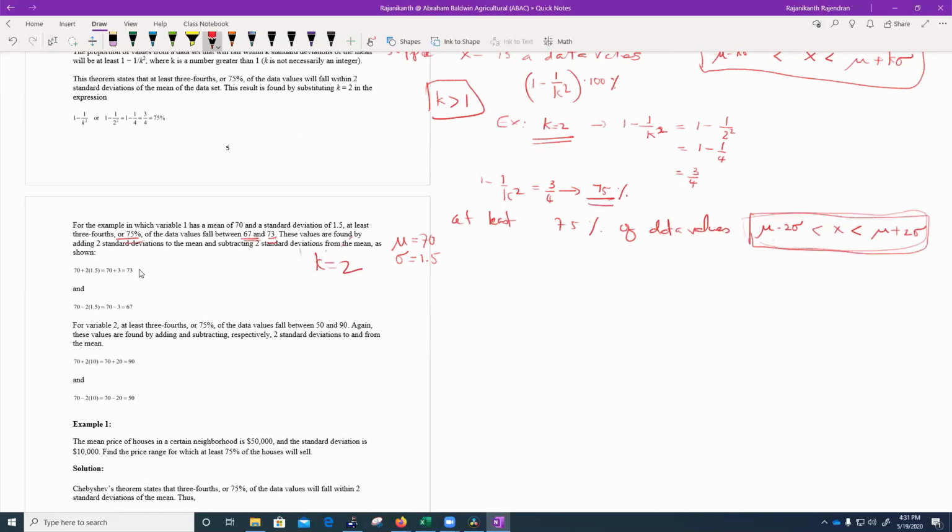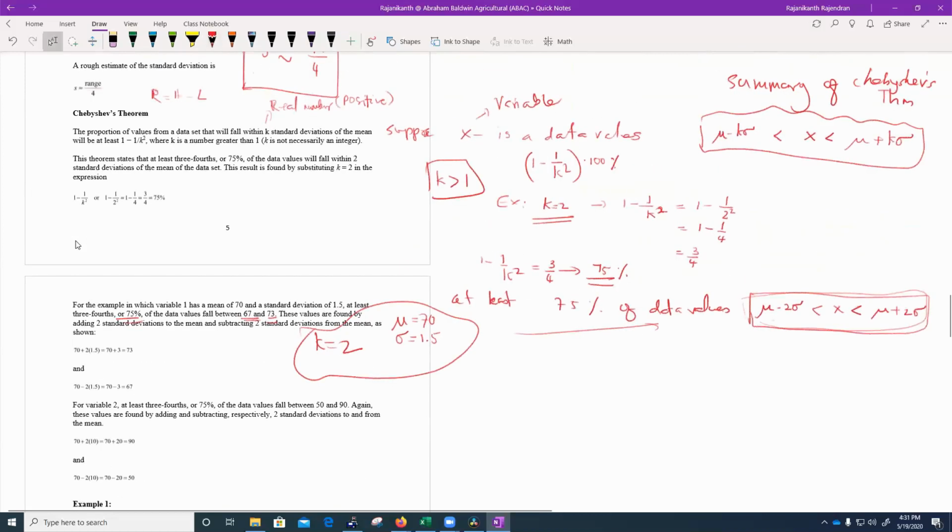So if you plug all three values into the summary I gave you, because I know my k is 2 now, I'm simply plugging k equals 2 into your summary. That means you could find the data values. At least 75 percent of your data values will fall in this range. Which range? Mu minus 2 sigma to mu plus 2 sigma.